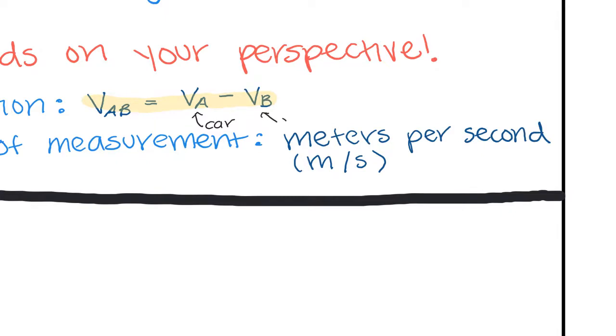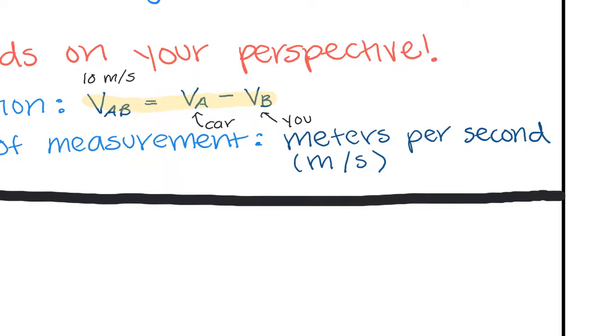VB is going to be you. So you're looking at this car zooming past you, and you're saying, wow, that car is moving so fast. So I wonder how fast that car is moving compared to your perspective. So you might say that car is moving 10 meters per second. Okay, so let that equal 10 meters per second. That's how fast the car looks like it is moving to you.